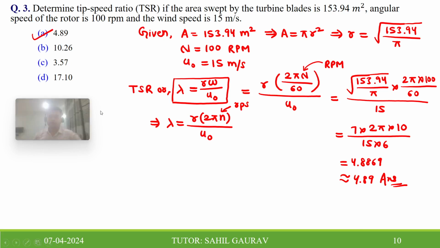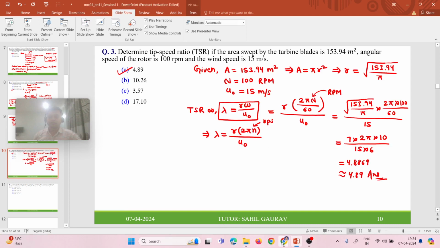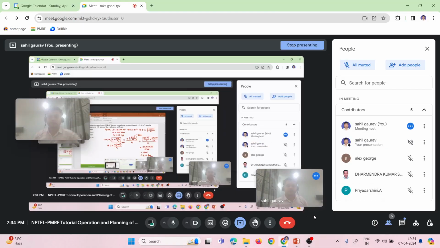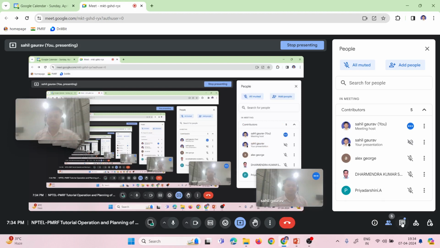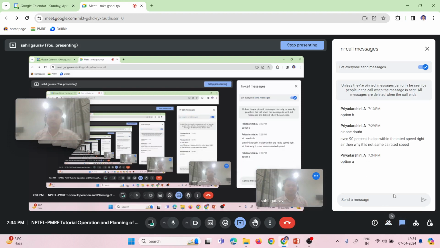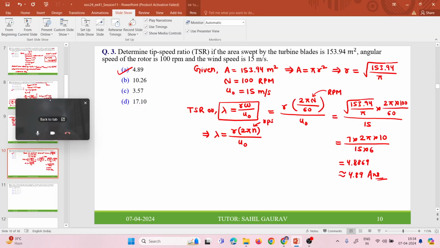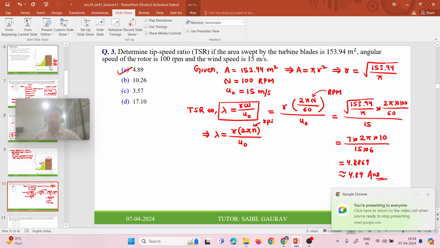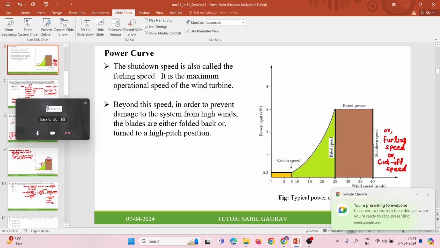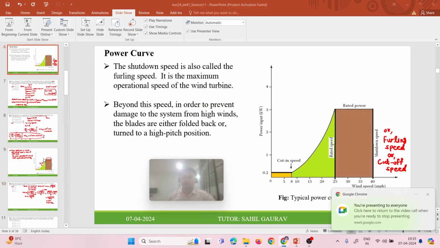So how many of you are able to get this answer? Let me check. Yes, even 90% is also within the rated speed. Why is it not the same as the rated speed? No, you didn't get this point. You can unmute yourself, no problem. We have very less attendance.